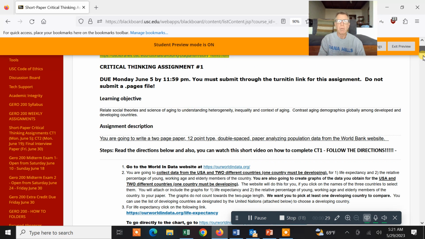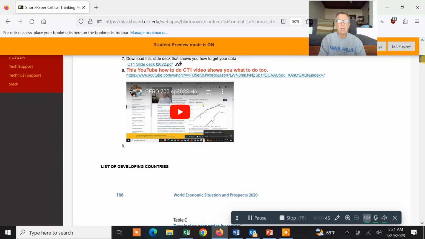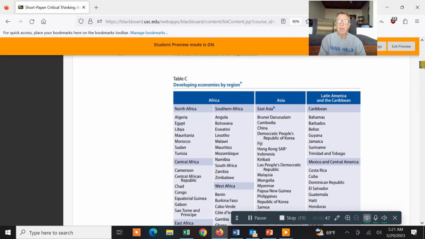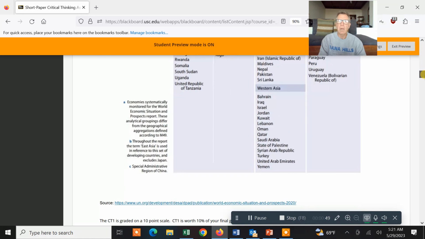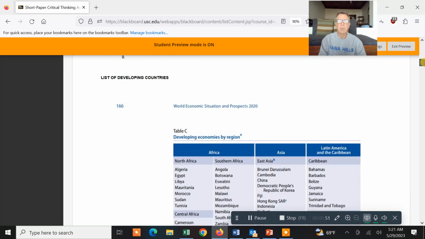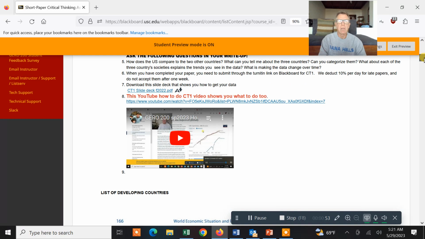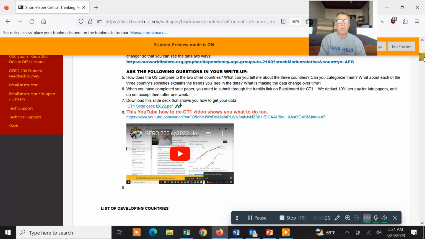We have, of course, the learning objectives, but right here is the description of the assignment. We want you to collect data from the U.S. and 2 different countries. One of the countries has to be a developing country. We're pretty developed as the U.S. Scroll down here, and this is the list of developing countries. Choose one that you have a relationship with. It makes it a lot more fun. You could do 2 developing countries. It doesn't really matter, but at least one has to be developing.